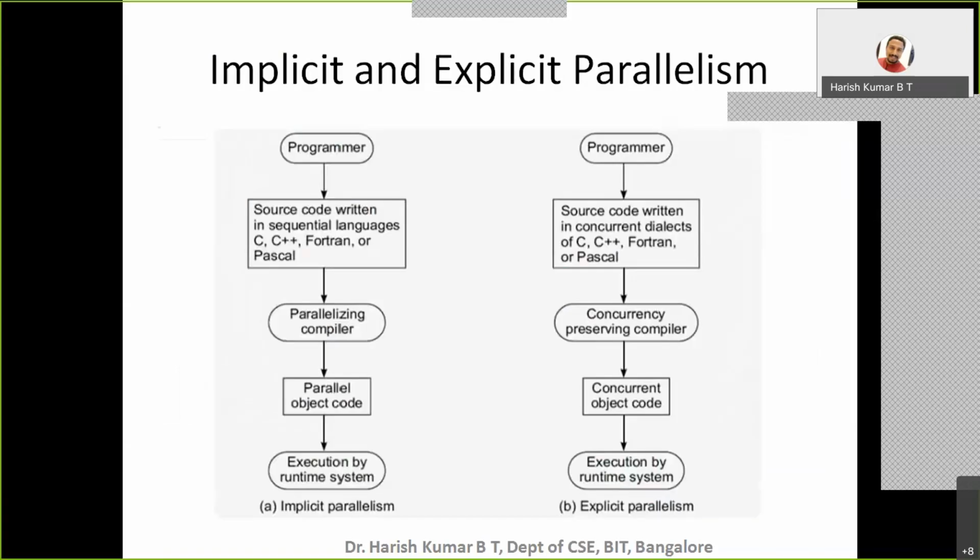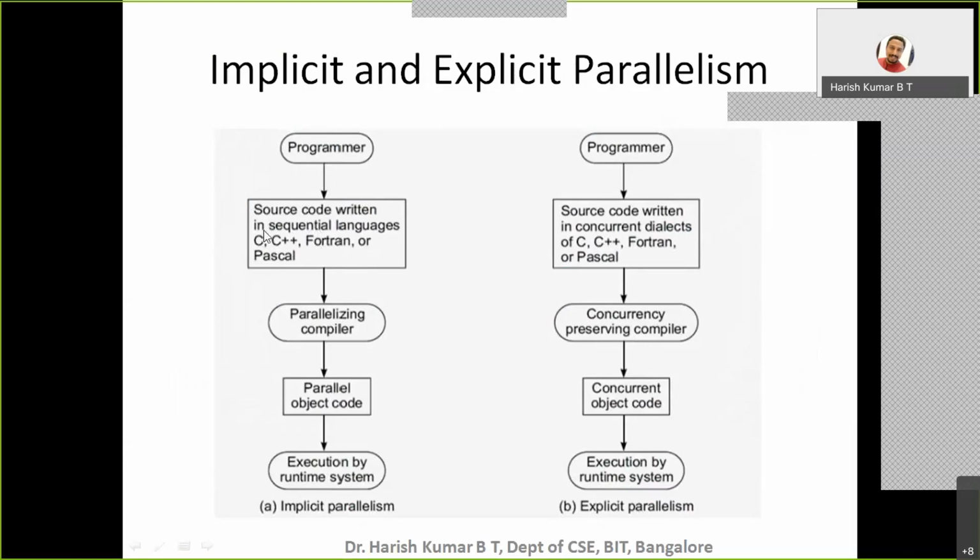Now, this is implicit and explicit parallelism. Here, I have two flow charts. This one is depicting the implicit parallelism, and this is depicting the explicit parallelism. Let me focus on this first. The programmer writes some program. What is written? Source code in sequential languages like C, C++, Fortran or Pascal.